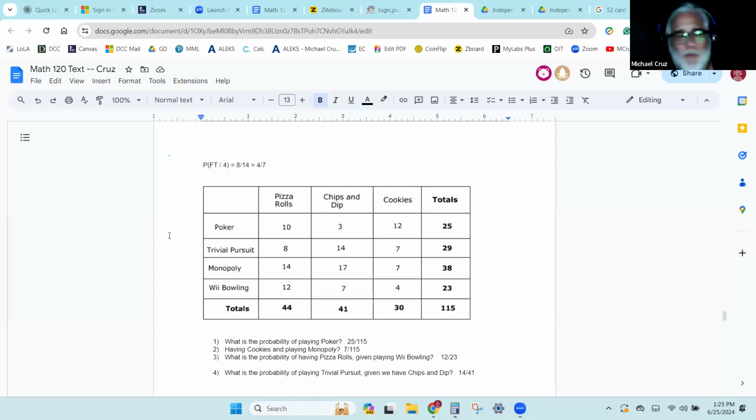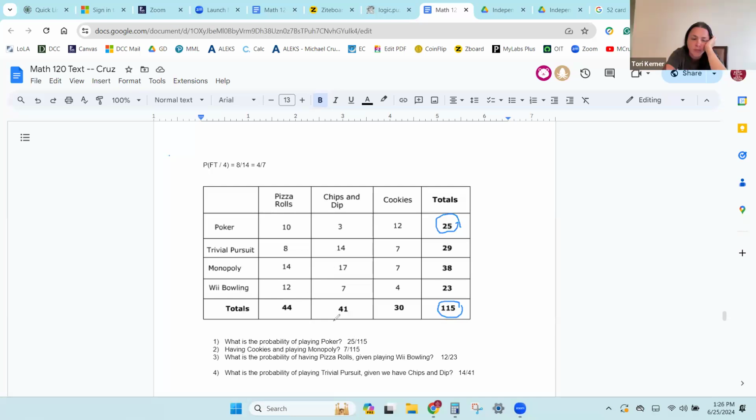What is the probability of playing poker? That's pretty easy because we're going to take the total for poker over the total possibles in here. I guess this is votes or something; I'm not sure what it was. And you're going to need to simplify always. Now we'll see if we can do it both as a fraction and as a decimal, because you're going to have both of them.